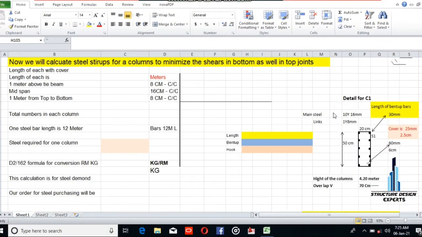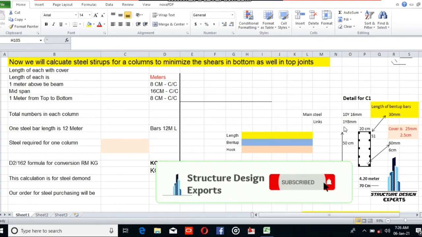This is the detail of the C1 column. The 10 main bars are 16 mm and the stirrup is an 8 mm steel bar, and the depth is 15 centimeter and the width is 20 centimeter. This is the length of the bent-up bars, 30 mm, at the 4 corners, and the hook is 6 centimeter, 60 mm. This is the concrete cover which will be subtracted from both sides. So this is 20 centimeter and the other is 50 centimeter.